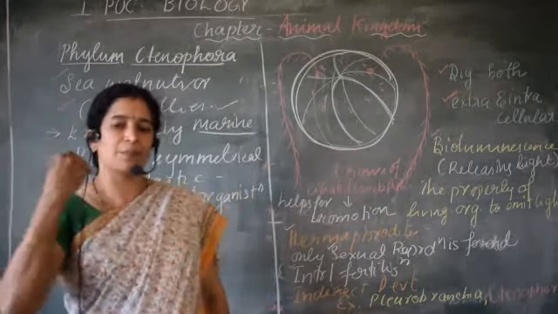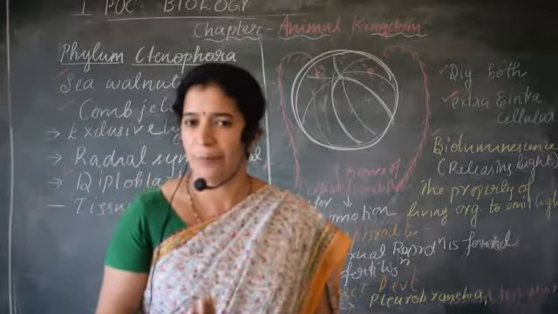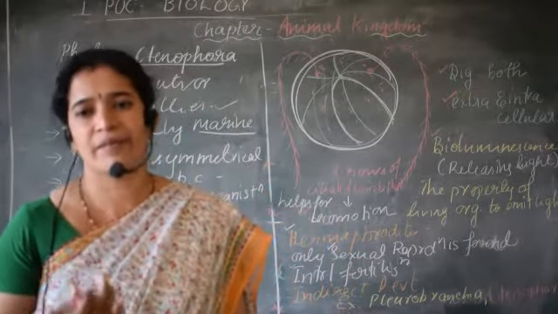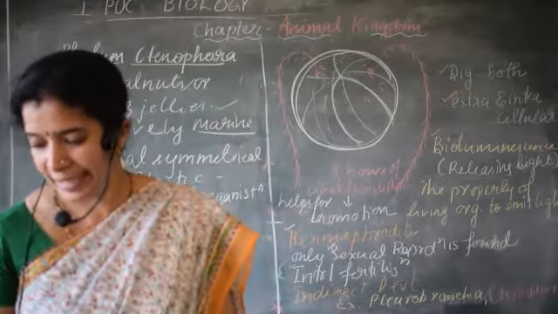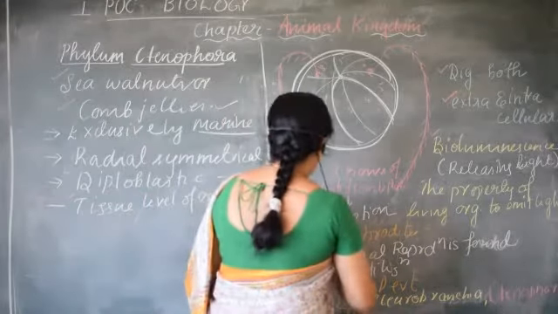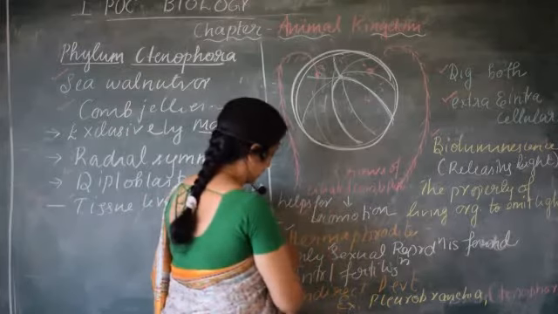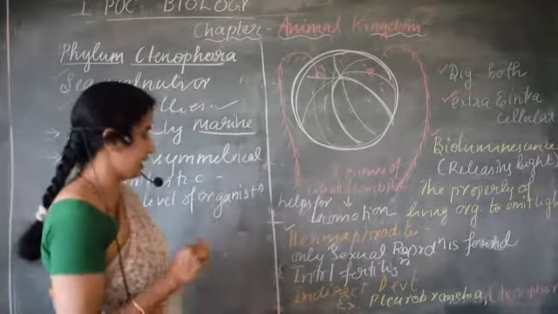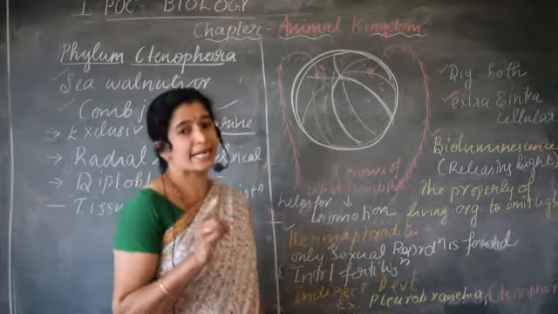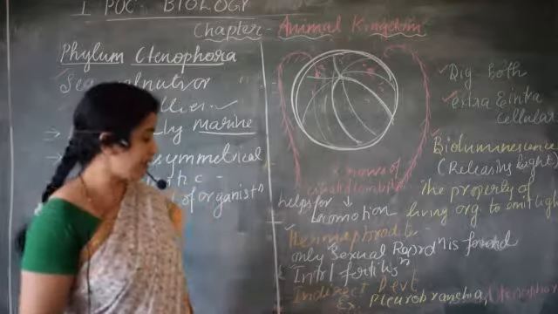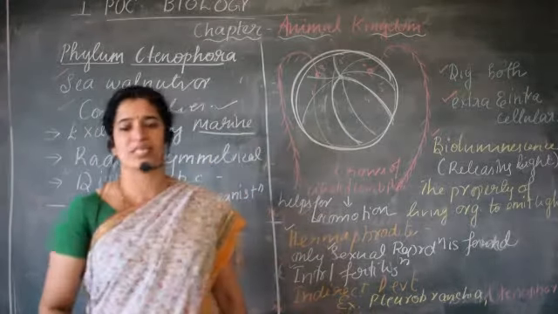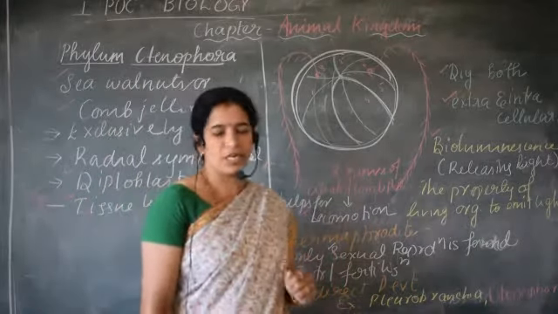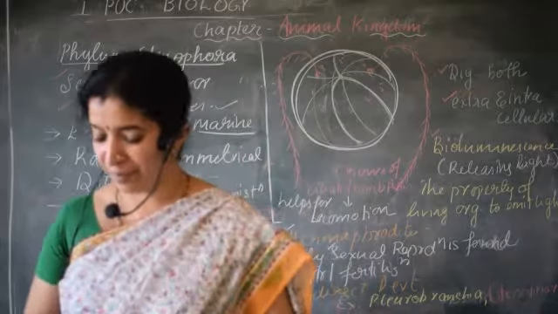Bioluminescence means the property of living organisms to emit light, or else you can also write it as the phenomenon by which living organisms emit light. Then they are hermaphrodite. Only the sexual method of reproduction is found. Fertilization is internal. Development is indirect, meaning there is a larval stage. The examples are Pleurobrachia and Ctenophora. So this much you must remember for phylum Ctenophora.